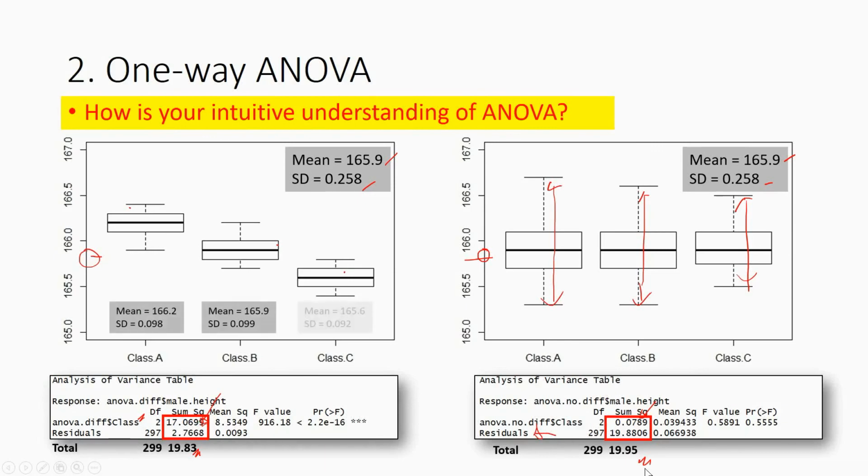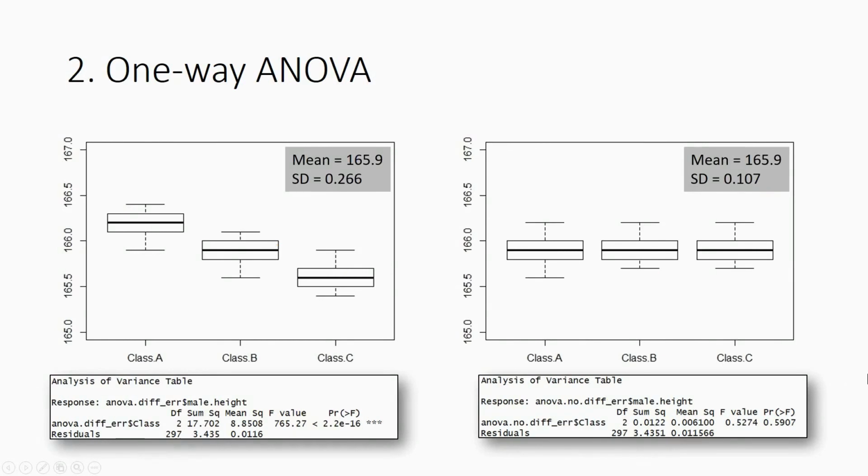If you check the sum of square or the standard deviation, the variance for each of the data sets, you can see this one is quite small, close to 0.1, and this one is much larger. This is the within group variance, right? If you add this up, it will be very large. How about this one?